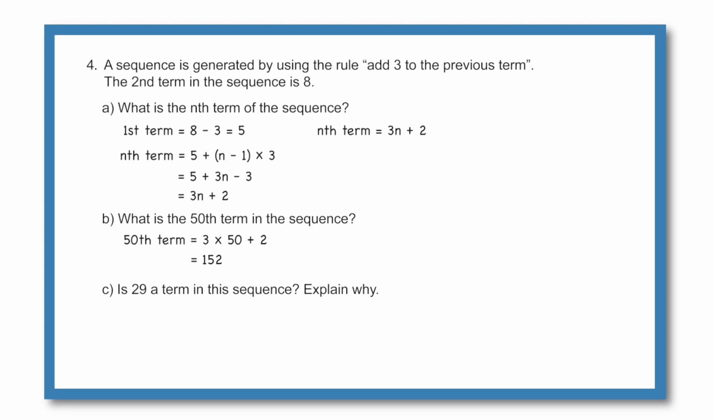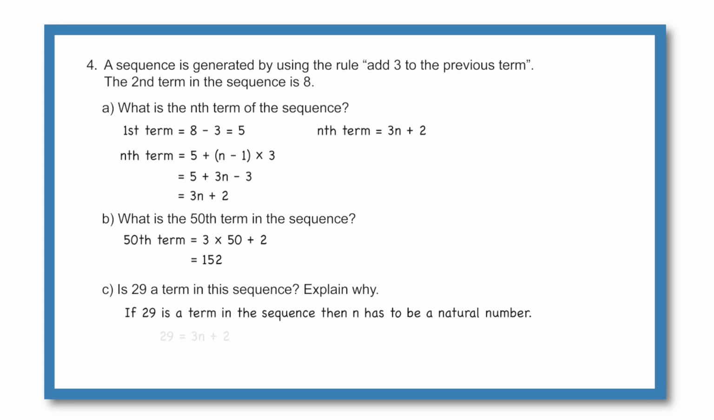Part C asks, is 29 a term in this sequence? Explain why. Well, if 29 is a term in the sequence, then n has to be a natural number. That is 1, 2, 3, 4, 5. Remember that we are finding the first, the second, the third, the fourth, the fifth, the sixth term in our sequence. You can't have a fifth and a half term in a sequence.